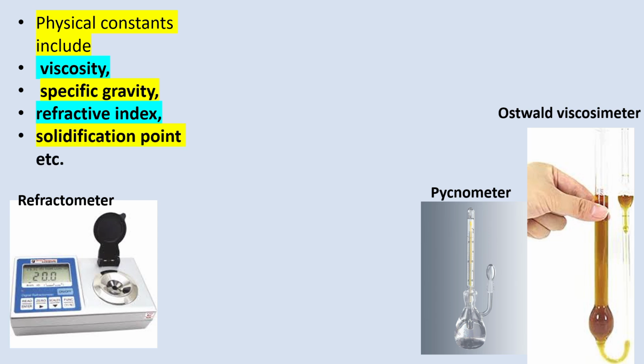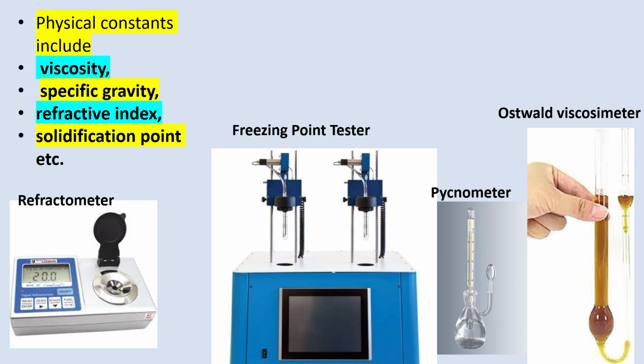Solidification point is also an important point, which can be done by a freezing point tester. A digital value can be given by means of freezing point or solidification point. Even we can use the Thiele's apparatus, melting point apparatus, by using a low temperature. The solidification point or the melting point of the fats can be determined. The variation is also possible.